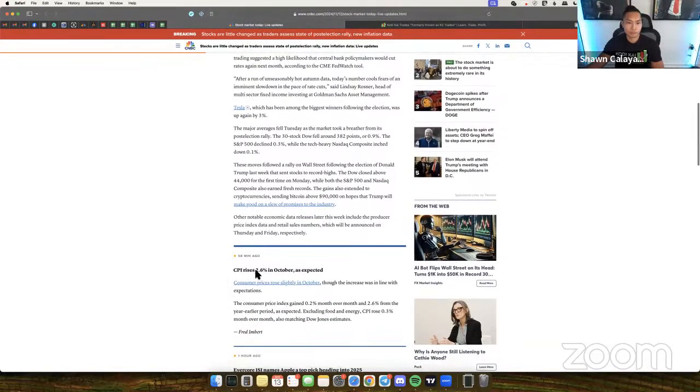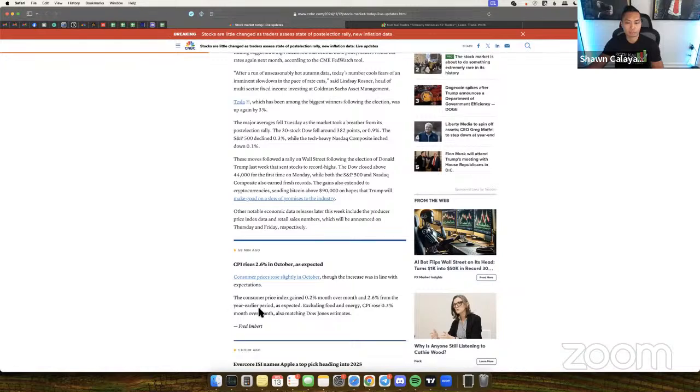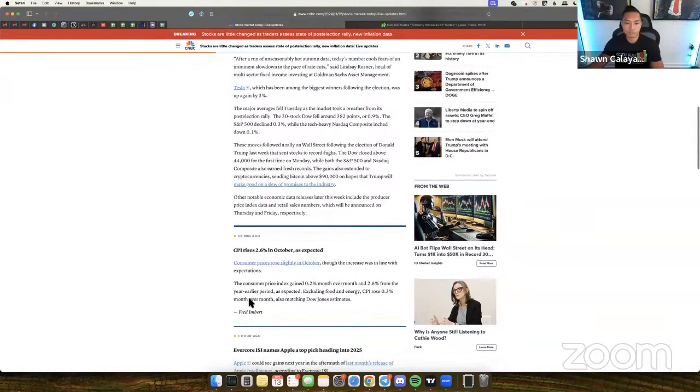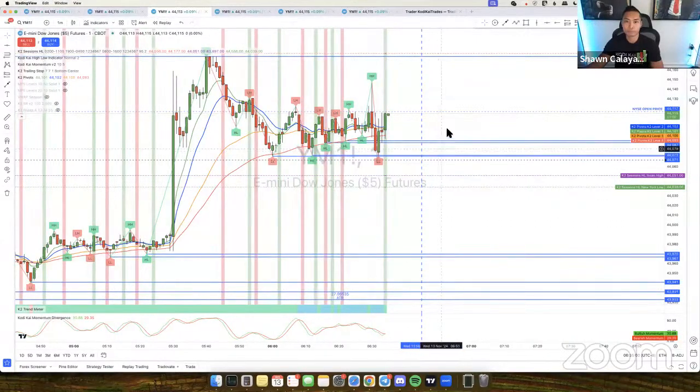So CPI rose to 2.6 in October as expected. Consumer prices rose slightly in October, though the increase was in line with expectations. The consumer price index gained 0.2% month over month, 2.6% from the year period, which is expected. You know, inflation is meant to go up, especially with Trump as president, inflation is going to go up even higher.